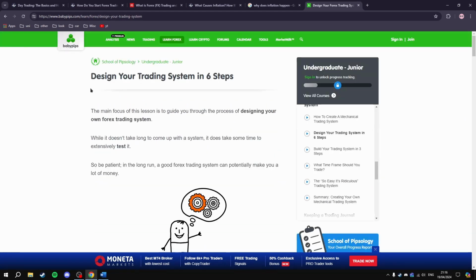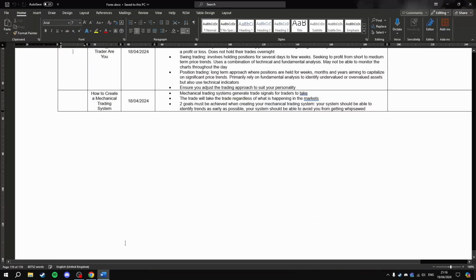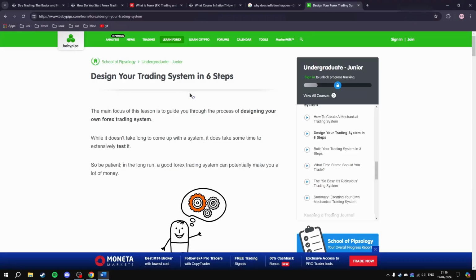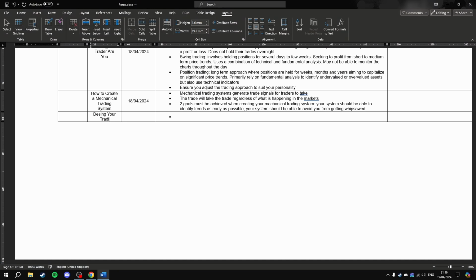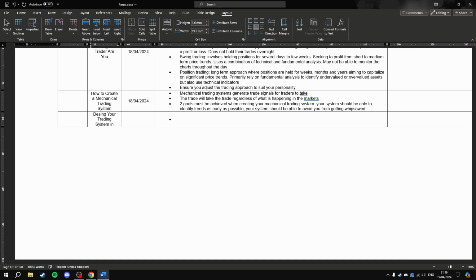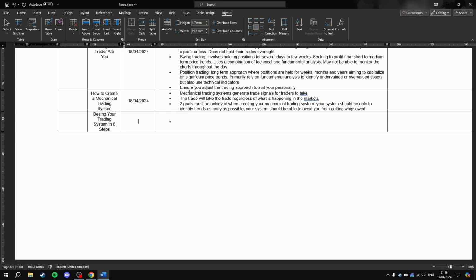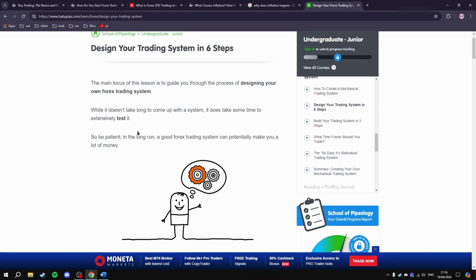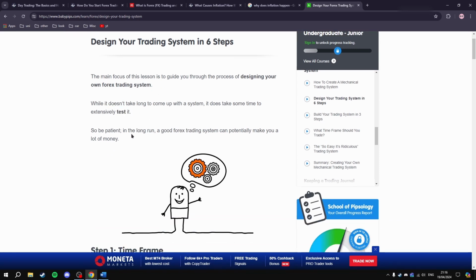And now we're on to design your trading system in 6 steps. The main focus of this lesson is to guide you through the process of designing your own Forex trading system. While it doesn't take long to come up with a system, it does take some time to extensively test it. So be patient. In the long run, a good Forex trading system can potentially make you a lot of money.